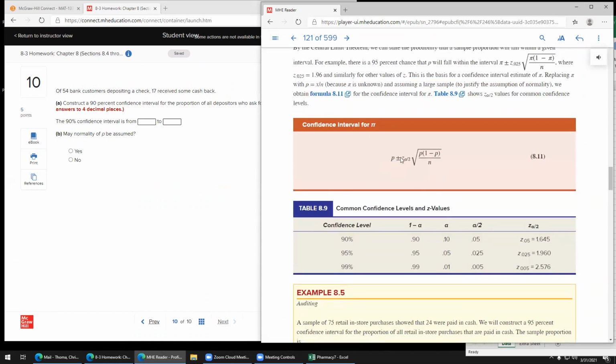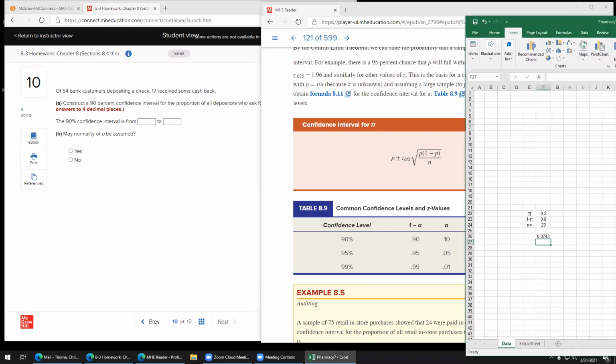I take the proportion and I times it by z alpha over 2 square root of. And notice in the little table here, they give you the ones that we already learned how to calculate earlier. We're back to z, so it's the NORM.S.INV. But again, we can use a calculator. You can see there's our 1.645, our 1.96, and our 2.576. I think this was problem 4 that we did earlier.